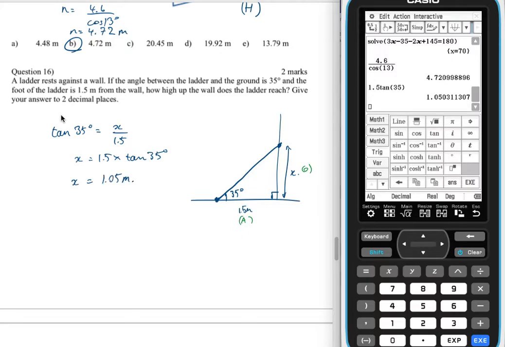So it says how high up the wall does a ladder reach? We say it reaches 1.05 meters up the wall.